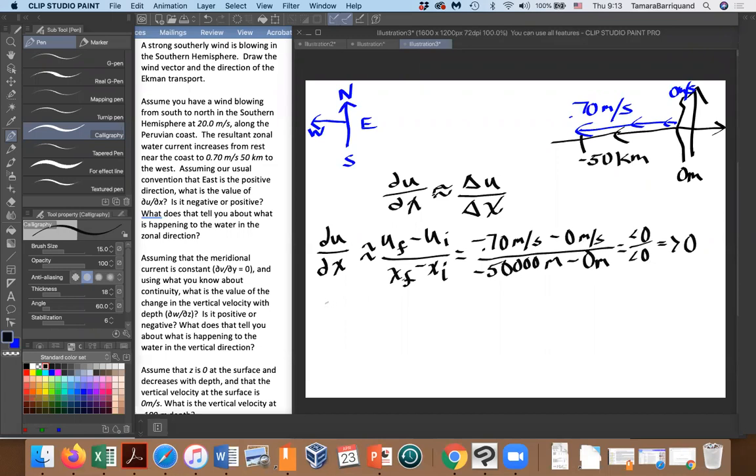All right, so go ahead, turn off the video for a second and do the calculation yourself. All right, so we see when we do our calculation that du dx is going to be a positive 1.4 times 10 to the minus fifth. And those units, if we look up here, that's meters per second over a meter. So that just means that our units will be per second. All right, so let's talk about the fact that this is positive right here.